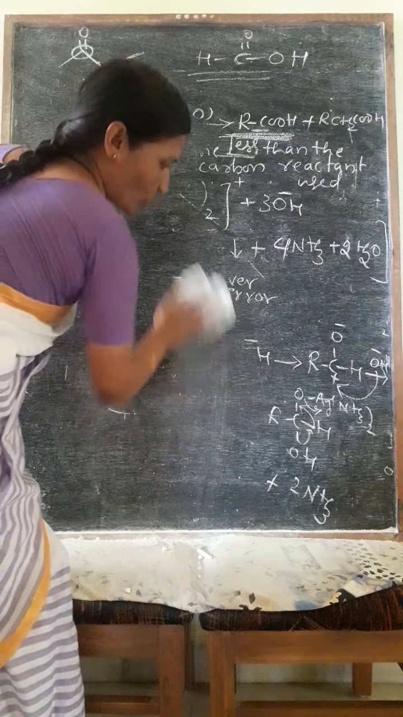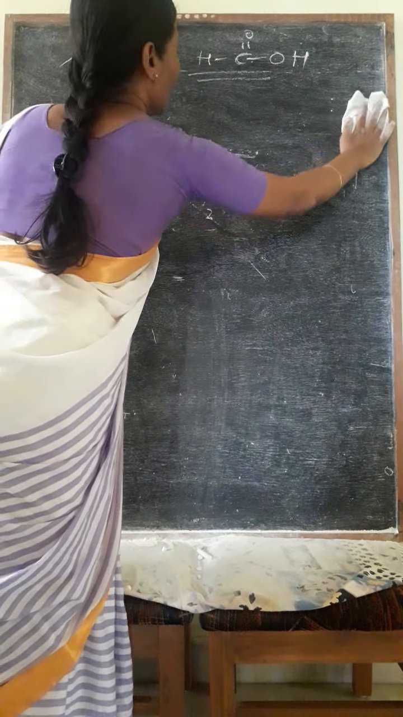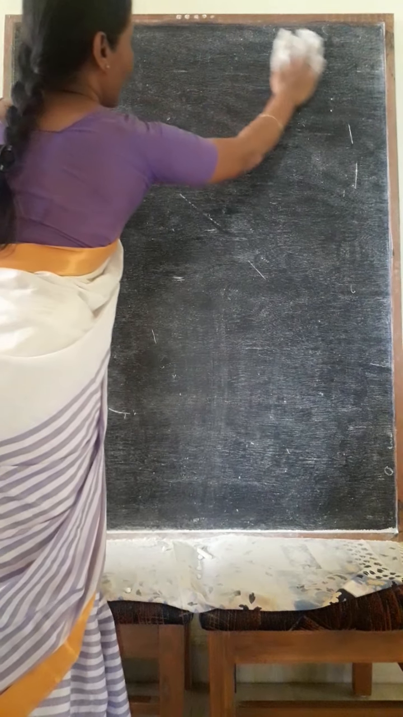Fehling's solution. There, aldehydes are oxidized to carboxylic acid, and what is the Fehling solution? Let us, I will continue.